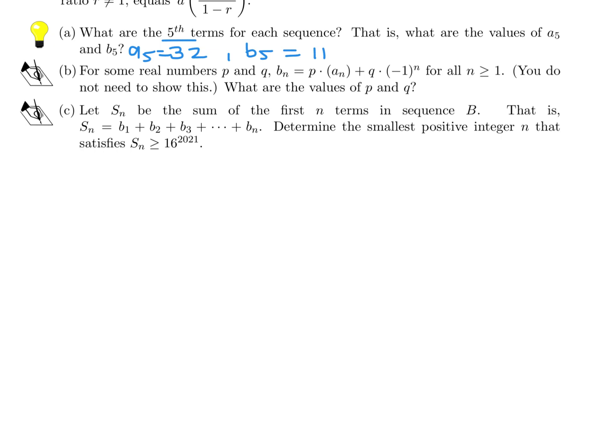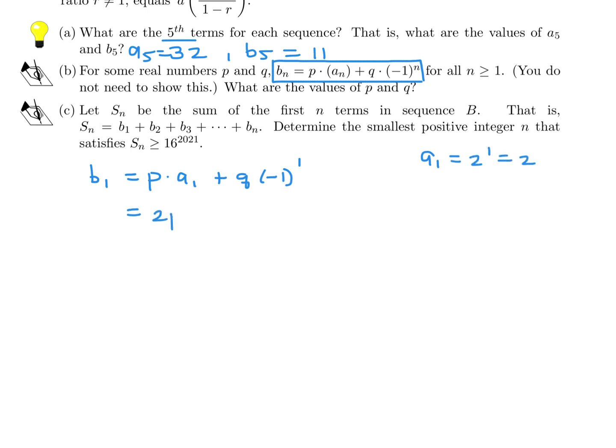For some real numbers P and Q, Bn is P times An plus Q times -1 to the power of n. What are the values of P and Q? Okay. So this is my equation this time. So let's figure out what is B1. That would be P times A1 plus Q times -1 to the power of 1. Okay, so what was A1 again? A1 would have been 2 to the power of 1, which is this 2, I believe. Okay, so that'd be 2P, and this looks like -Q.